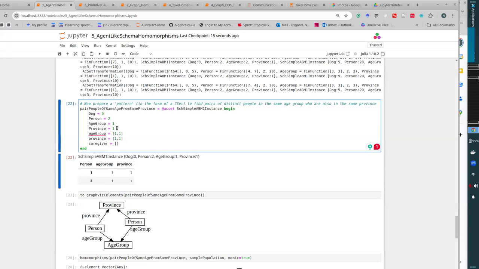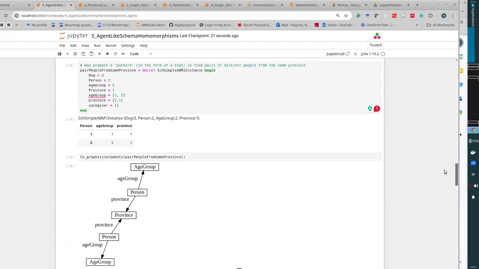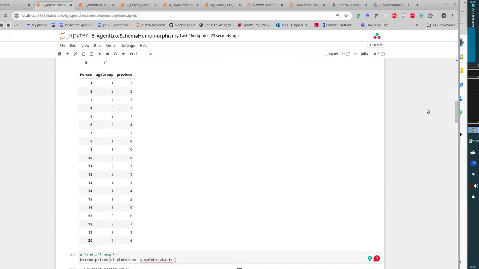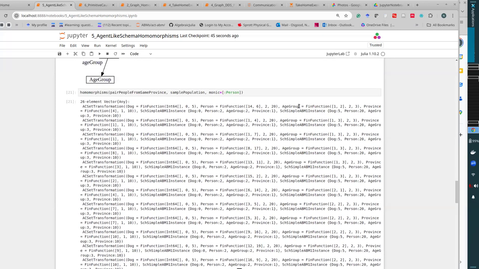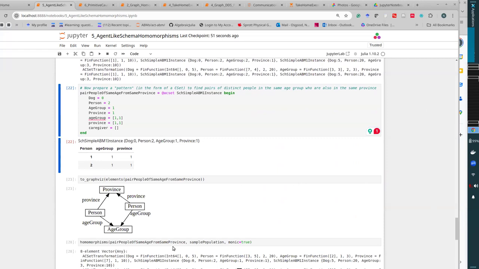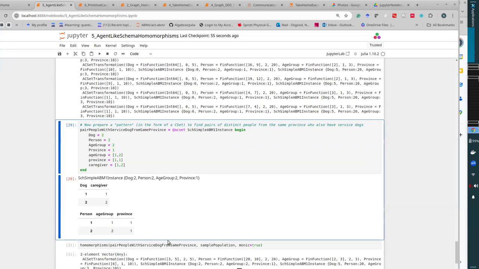And we're finding this pattern in this database here. We're finding ways to interpret, gosh, are these two people? Can we have two people? And what's the homomorphism? Okay, we match these people, and then they have to have the same age group as each other and the same province as each other. We could work out the naturality square, but let's go find this. Can we find this? Okay, there we go.